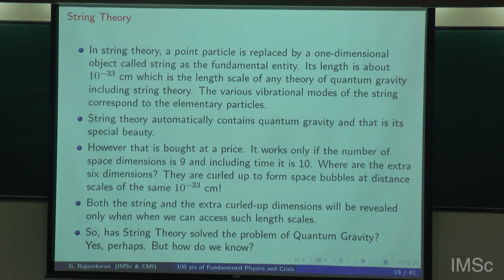In string theory, a point particle is replaced by a one-dimensional object called a string as the fundamental entity. That one-dimensional object may be like an open thread or a loop. And the length of that string is about 10^-33 centimeter. Please remember this, 10^-33 centimeter, which is the length scale of any theory of quantum gravity, including string theory. The various vibrational modes of the string correspond to the elementary particles. So that is string theory.